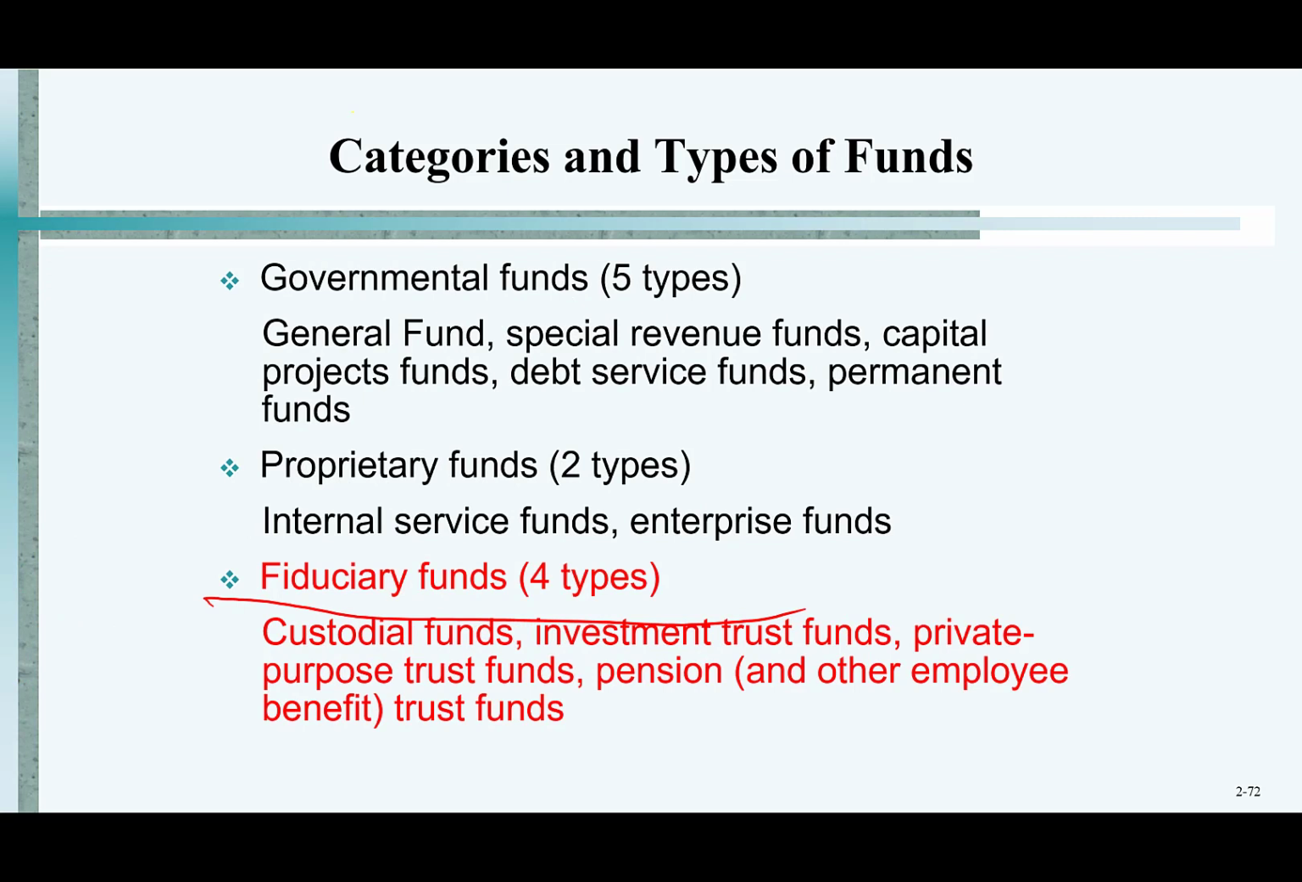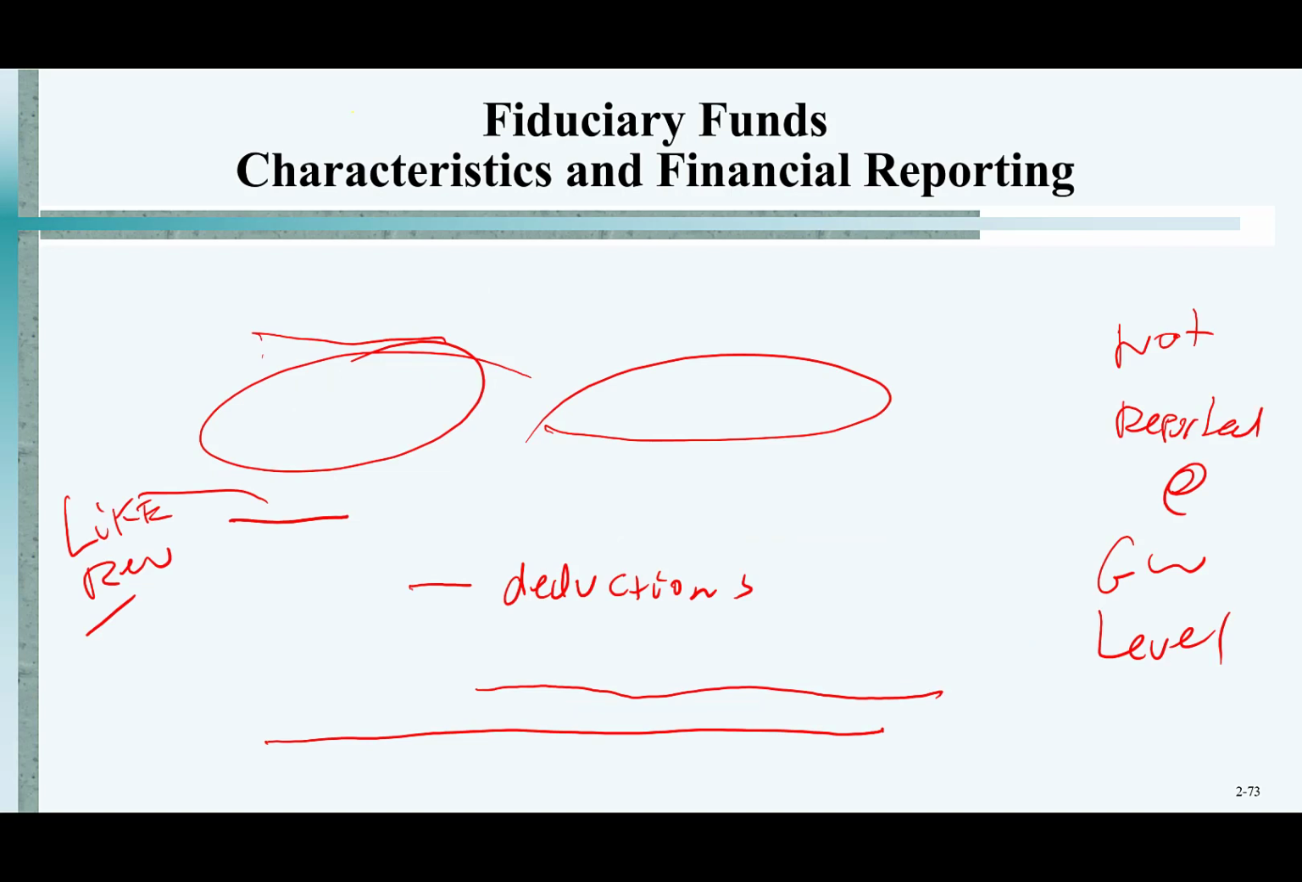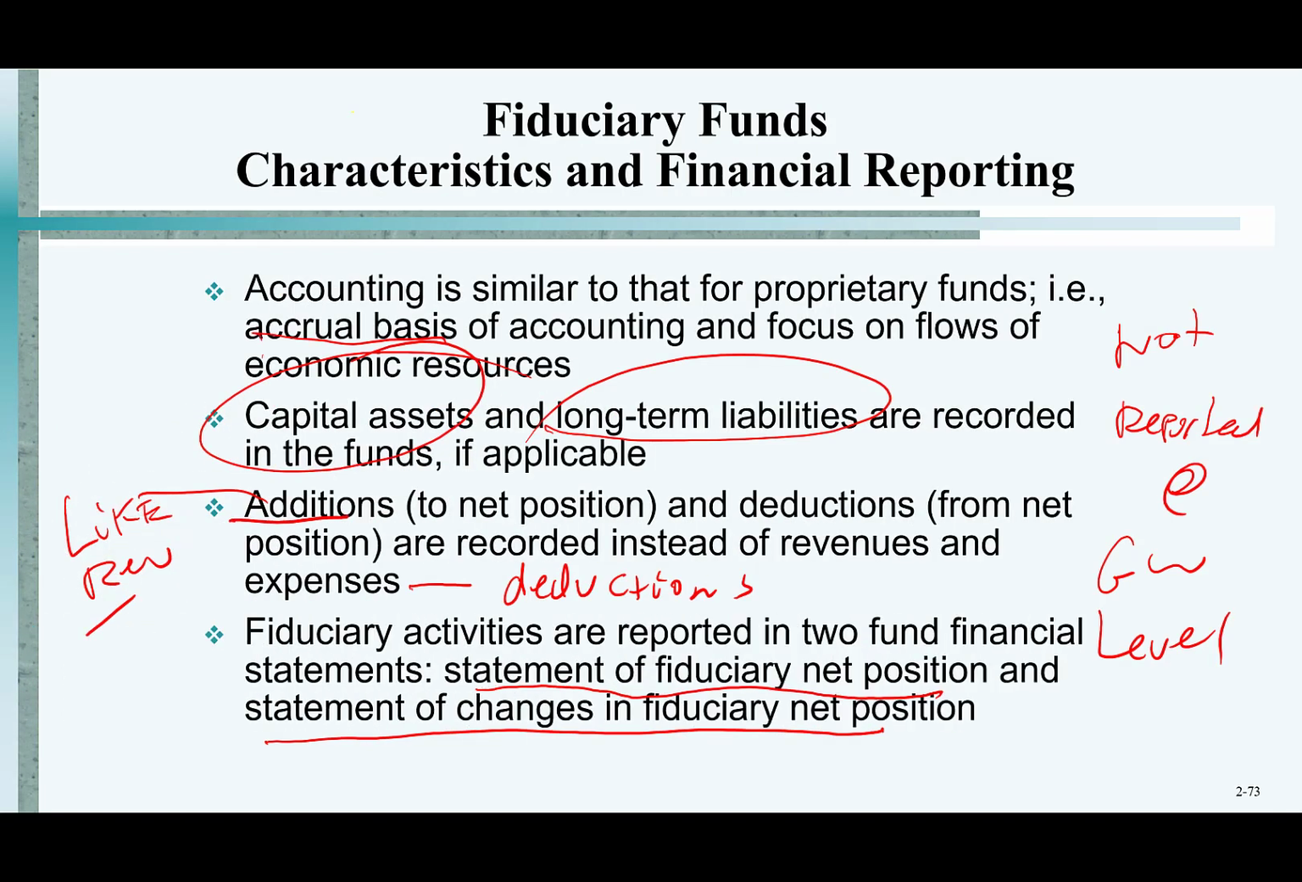Okay, our fiduciary funds, four of them: custodial fund, investment trust fund, private purpose trust fund, and the pension fund. These are funds in which the government keeps track of assets, liabilities, etc., that belong to other people, in which the government is the best place for those assets to be managed. For example, the pension fund of the government employees. When we report them, we use full accrual accounting. So there'll be capital assets and long-term liabilities. On the income statement, our revenues are called additions, so additions are like revenues. Our expenses are called deductions, so deductions are like our expenses.